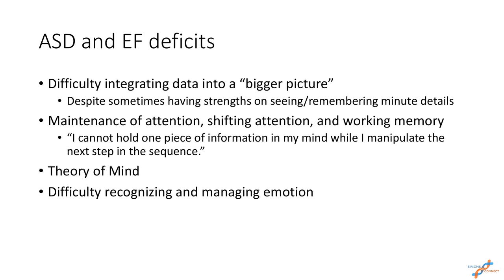So just to take you through a few of these, how does autism and executive functioning overlap? So might have some trouble integrating data into a big picture. So we sometimes think of our children with autism as being really hyper-focused on details and having a hard time putting all of that together to see something bigger. Being able to maintain and shift attention and working memory. So here's a quote that I liked. I cannot hold one piece of information in my mind while I manipulate the next step in the sequence.